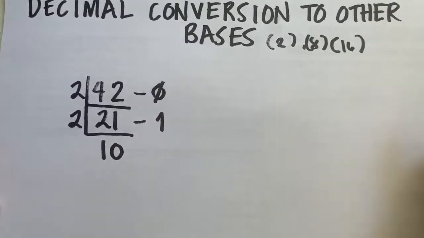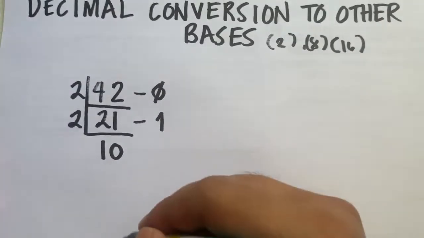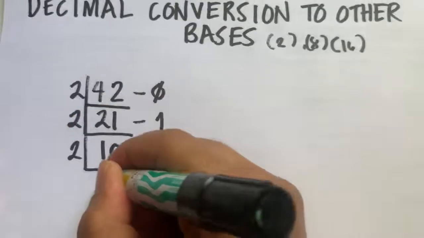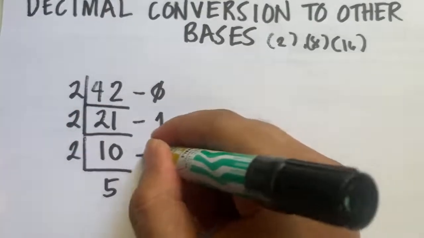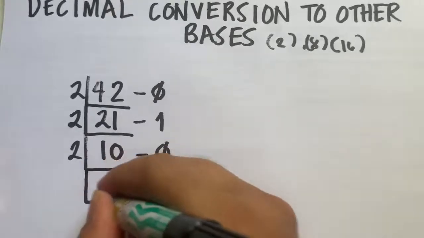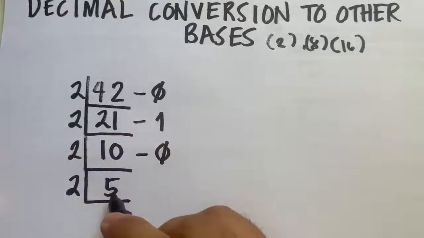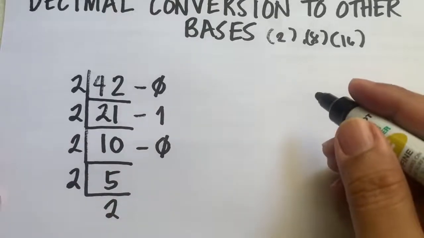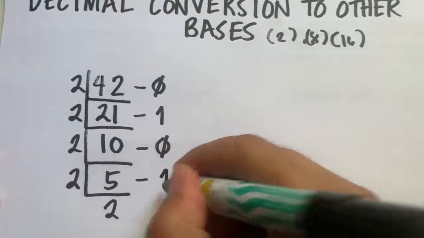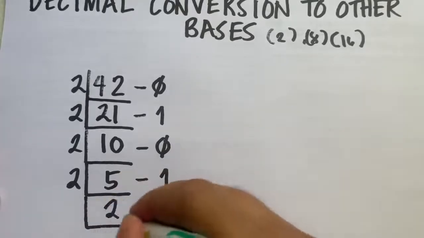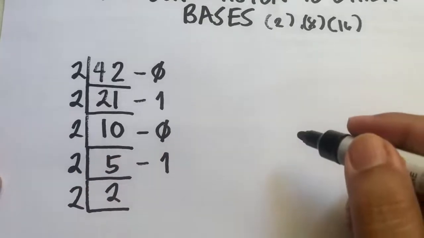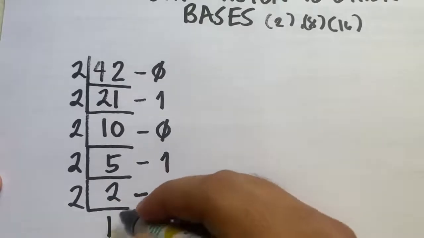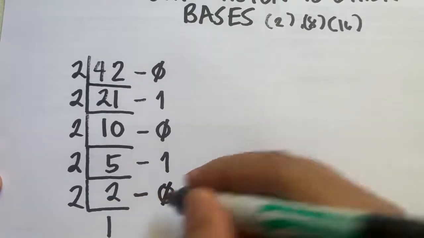We continue dividing the number until we reach 1. Again, we have 10 divided by 2. This is 5. 2 times 5 is 10, so no remainder. We proceed to 5 divided by 2, that is 2. 2 times 2 is 4, so there is a remainder of 1. Then 2 divided by 2 is 1. No remainder, so we put there 0.